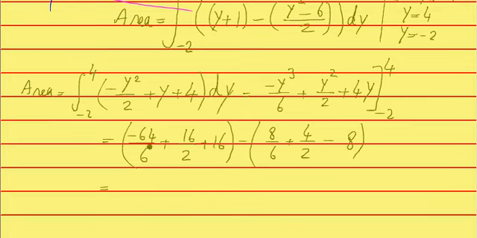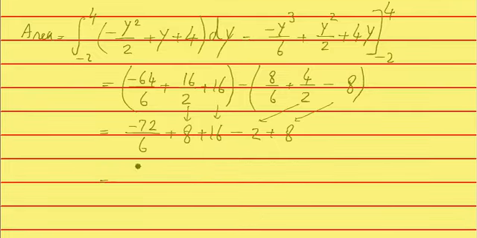It's a good idea to combine similar fractions first, like here 6 minus 64 minus 8 makes minus 72. Whole numbers we have 16 over 2 is 8, and 16, this is minus 2, and that is plus 8. Okay, so I kind of rearrange things in the hope of simplifying fractions. Like this minus 72 over 6 is going to be a whole number here, minus 12.